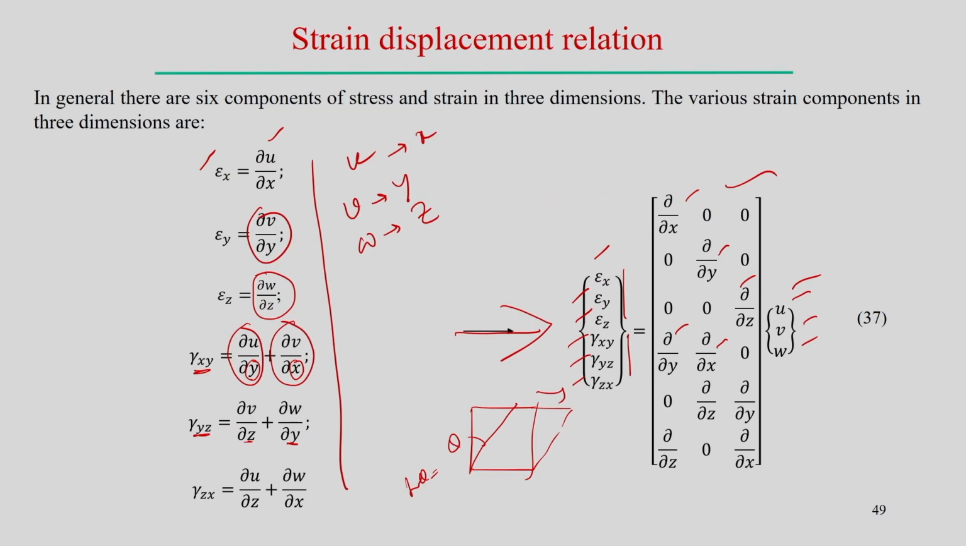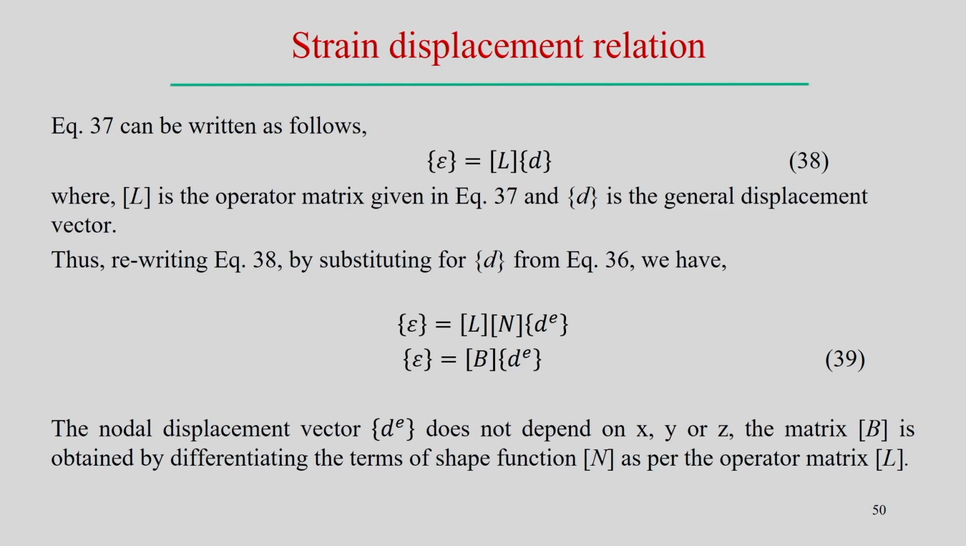Now, in a more general way, the previous equation can be written with epsilon as the general strain field variable, L as the operator matrix, and D as the general displacement vector. If you remember, in 2 dimensions we can also express the operator matrix L, but the expression for 2 dimensions and 3 dimensions should be different. L is the operator matrix and D is the general displacement vector.